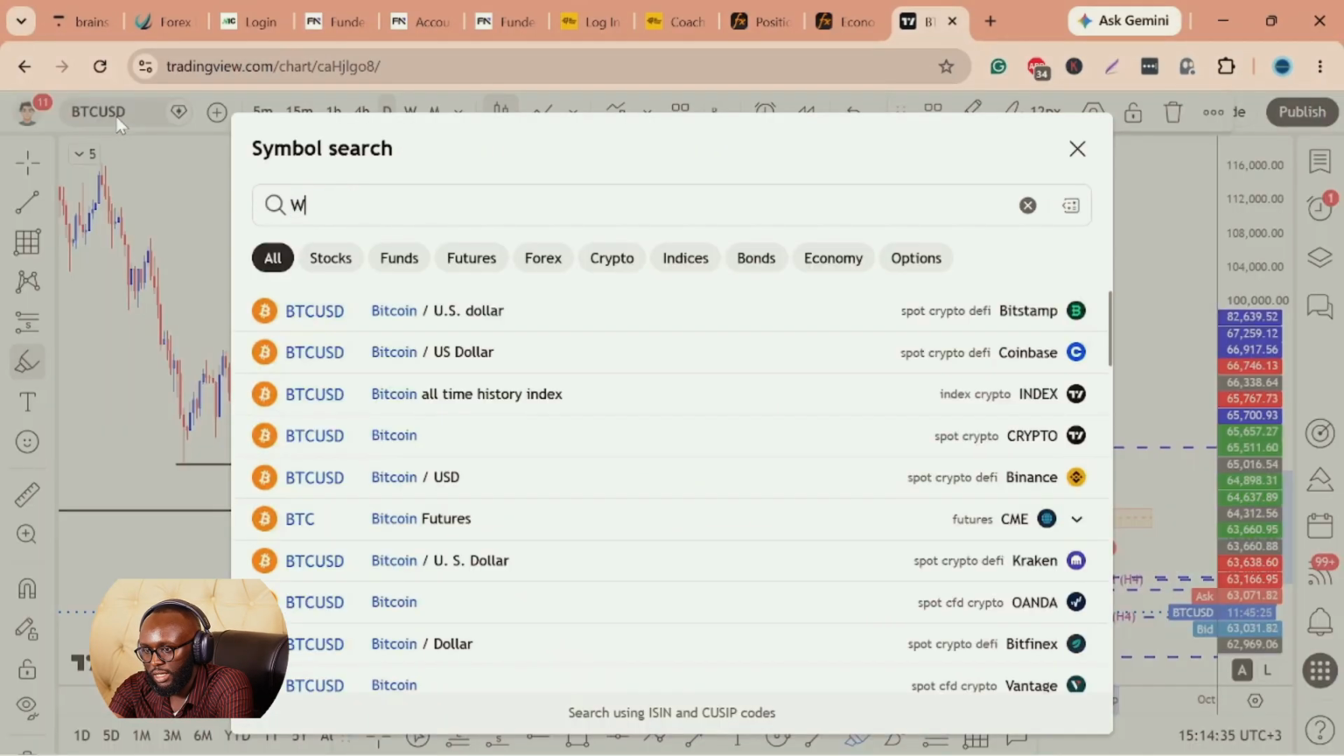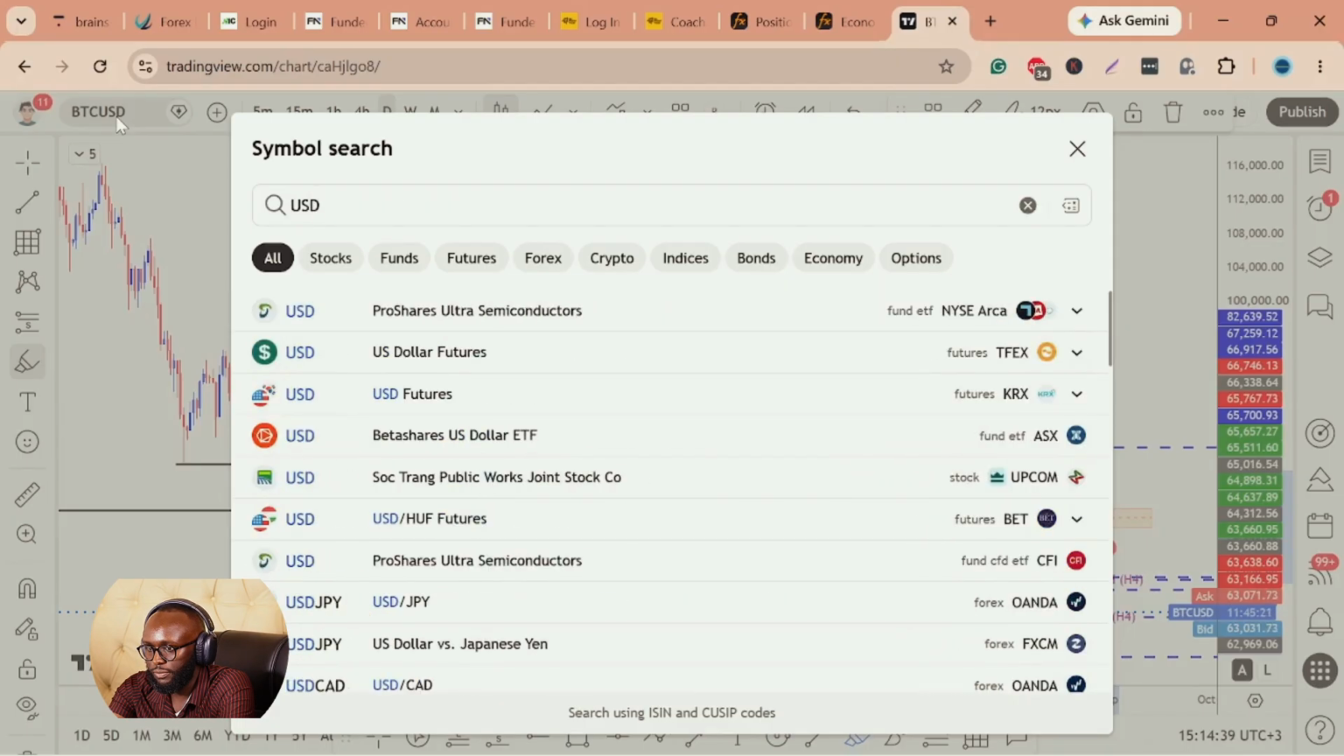Now let's look at the last asset, which is going to be US oil.